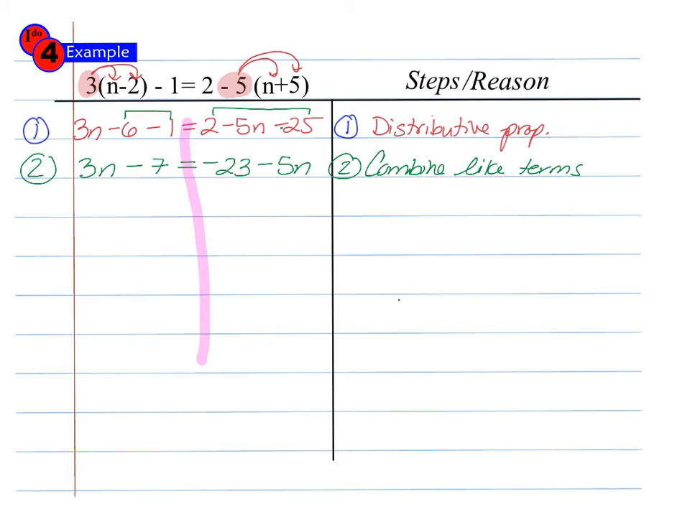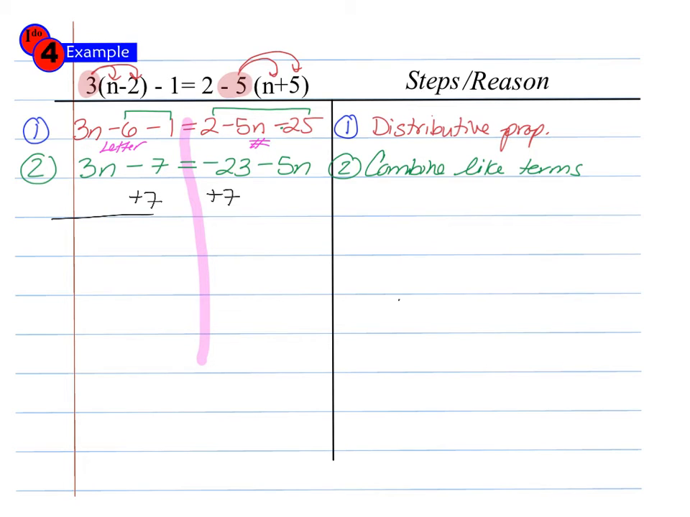Okay. Next step is now I want my letters on the left side and I want my numbers on the right side. Since 3n has the letter, that one's going to stay there. I'm going to move that -7 to the other side with this number. And I'm going to move this -5n to this side. So it's going to take me around 2 steps. Let's move the -7 first this time, see what happens. So I'm going to have +7, +7.